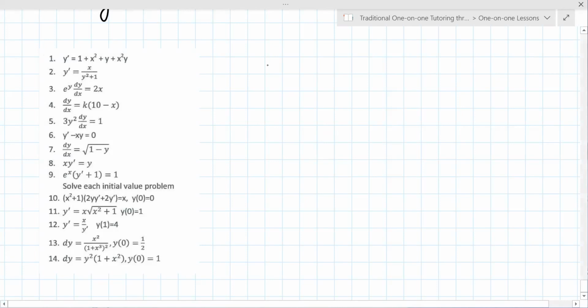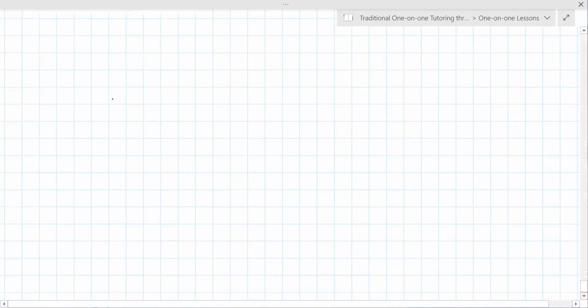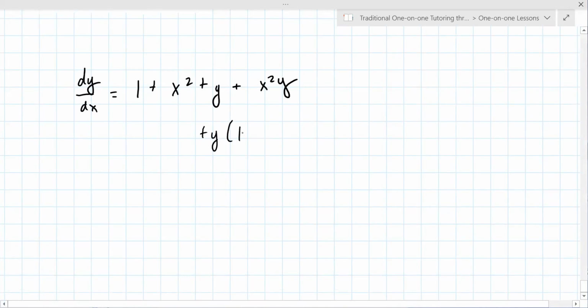Yeah, number one, we'll start with that. dy dx, y prime, they're the same. 1 plus x squared plus y plus x squared times y. So what I see right away is there's a y in both of these on the right here. So it gets me to 1 plus x squared.